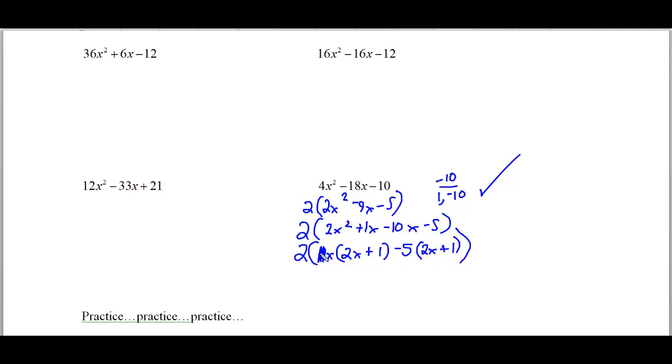And here's my double parenthesis for the 2 outside. Now my 2's right there. I can put my x minus 5 in one set of parentheses, and my 2x plus 1 in another set of parentheses. Phew! Well, you made it to the end.